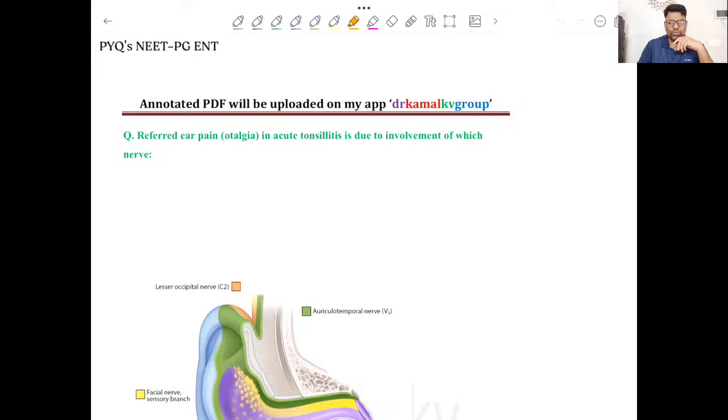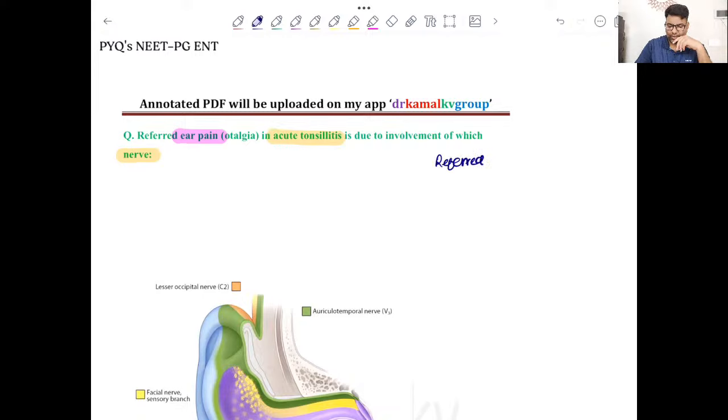Now, the very first question was based on the concept of referred pain. It was asked: if there is acute tonsillitis, and based on that entity there is referred ear pain, which nerve is involved? I think most of you must know what the concept of referred pain actually is.